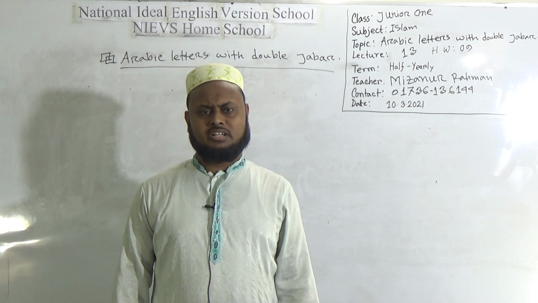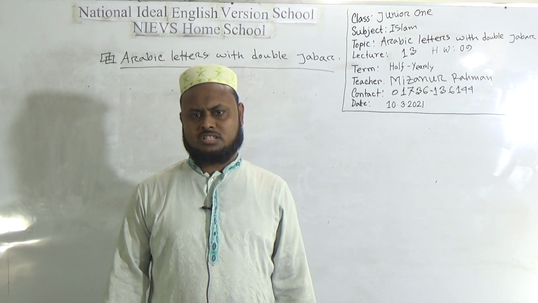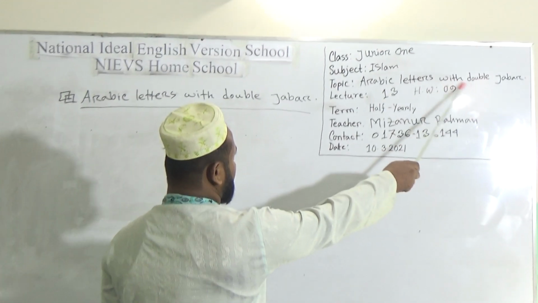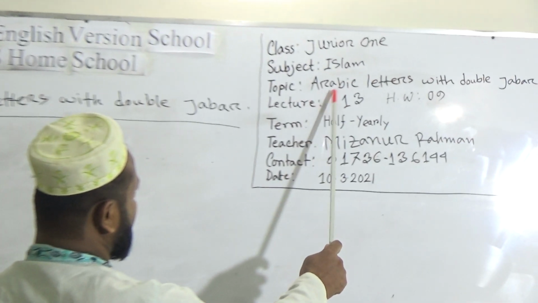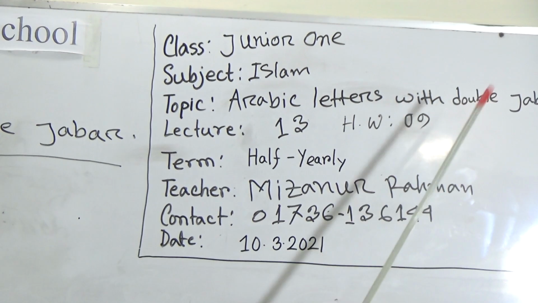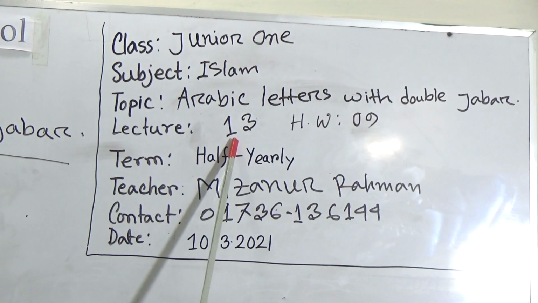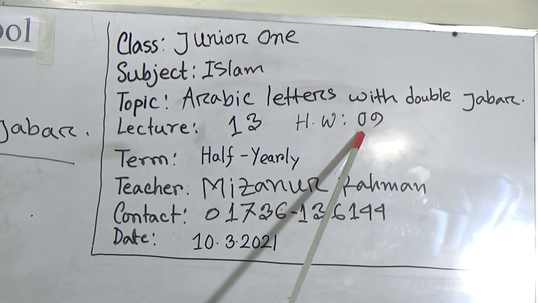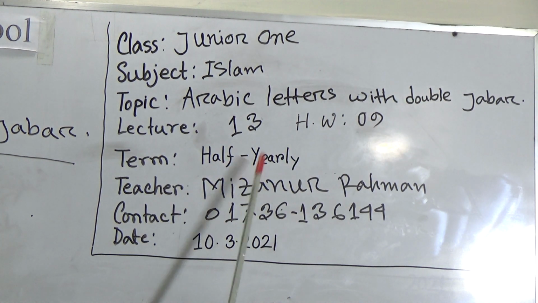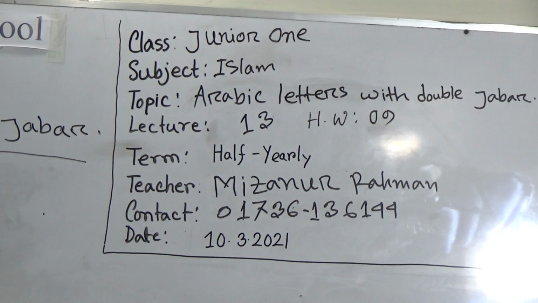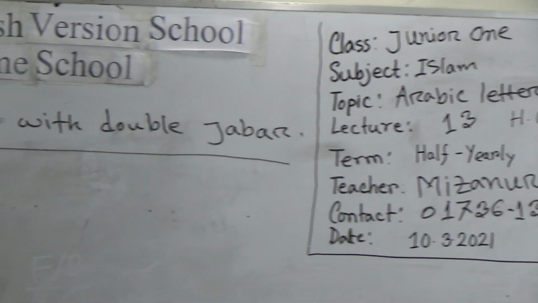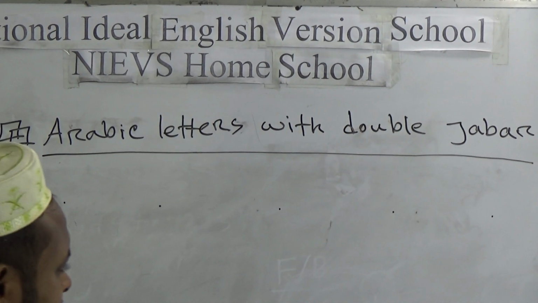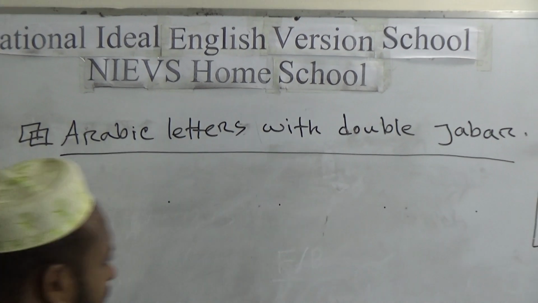Today I am about to take an Islamic Studies class for the students of class Junior 1. Our today's topic is Arabic letters with double Jabar. Today's lecture number 13. And I will give HW on the basis of today's lecture, which will be number 9, term half yearly. Okay, dear students, let's come to the board and watch how I write down Arabic letters from Alif to Ya and how I give double Jabur.